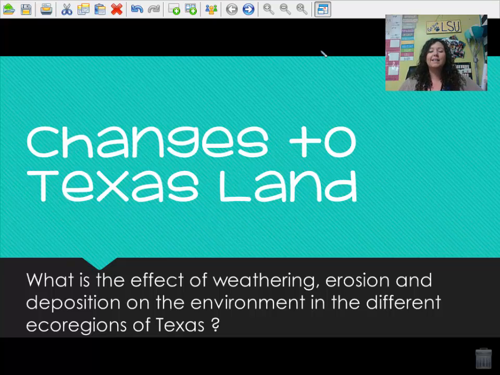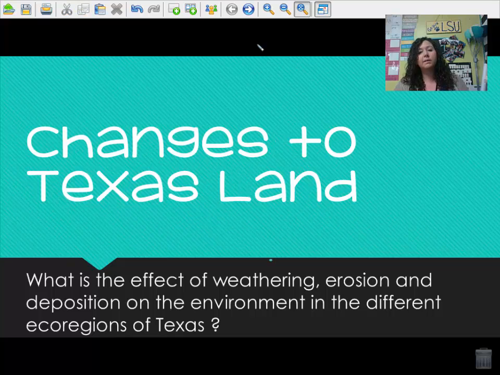Hello, so we are going to be looking at changes to Texas land. We started talking in class today about the WED processes, and so our big question is going to be, what is the effect of weathering, erosion, and deposition on the environment in the different ecoregions of Texas?